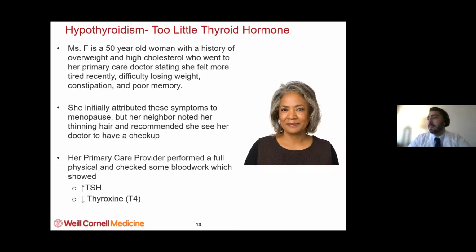So the primary care provider performed a full physical, as well as some blood work for Miss F. Her blood work results came back with an elevated TSH and a low thyroxine, or T4 level. And this is a very classic presentation for hypothyroidism. So you have low thyroxine, so low thyroid hormone. The pituitary gland senses that there's not enough thyroid hormone around, and so it increases production of thyroid stimulating hormone, TSH, in an attempt to get the thyroid to work more.